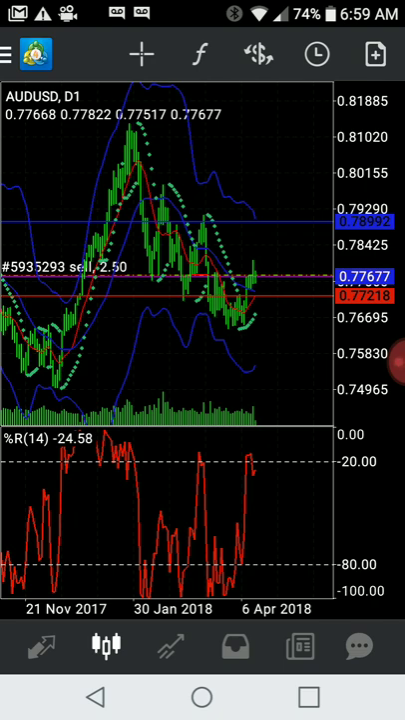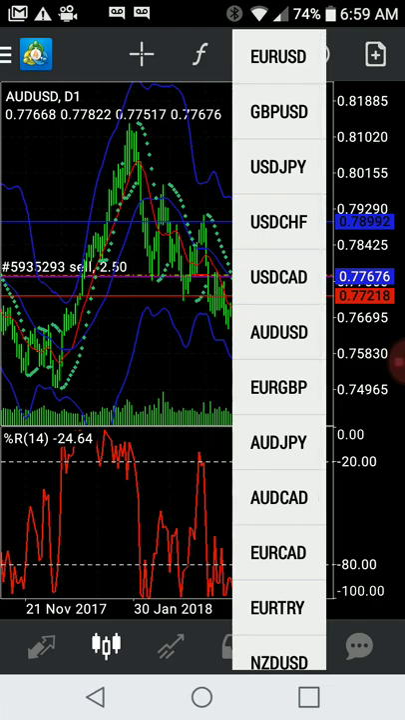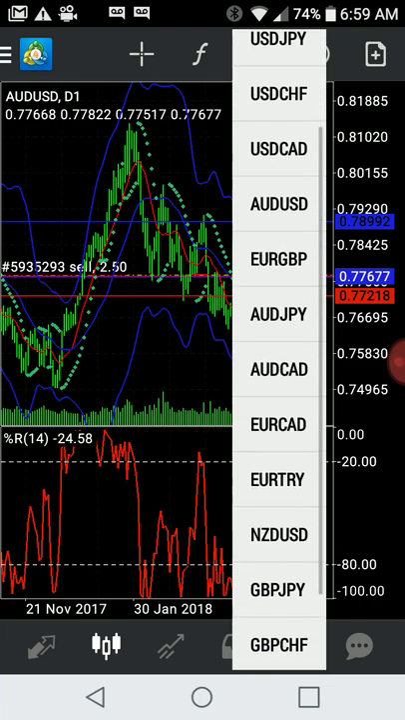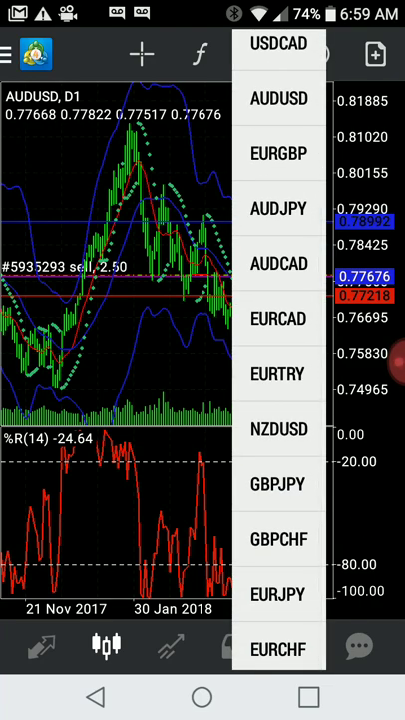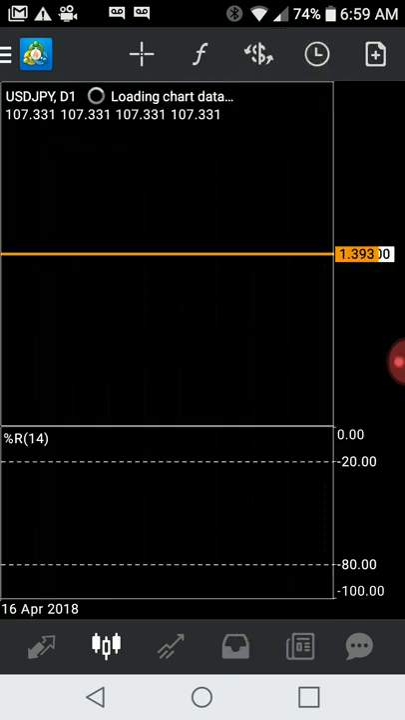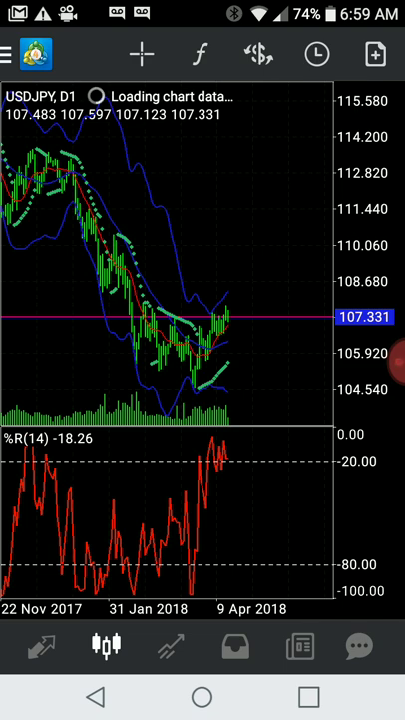Now, we can look at several other pairs, and you can see the same thing. Let's go ahead and look at one of my favorite pairs. We're going to look at the dollar yen. And yes, ladies and gentlemen, it is pronounced dollar yen, not dollar JPY.